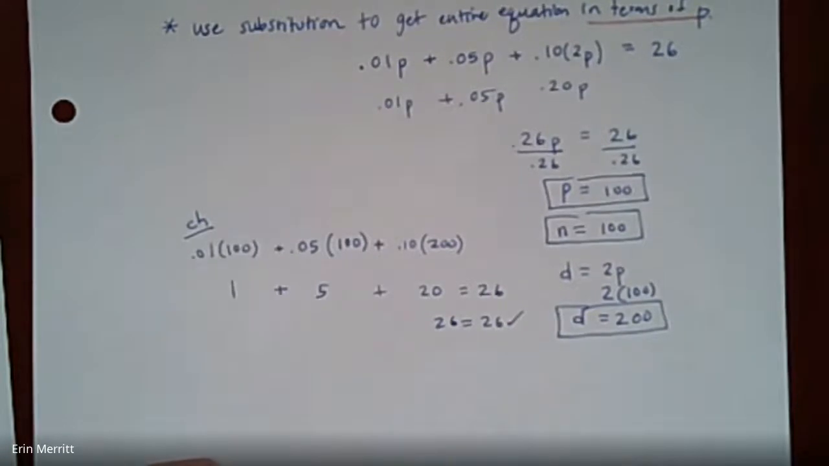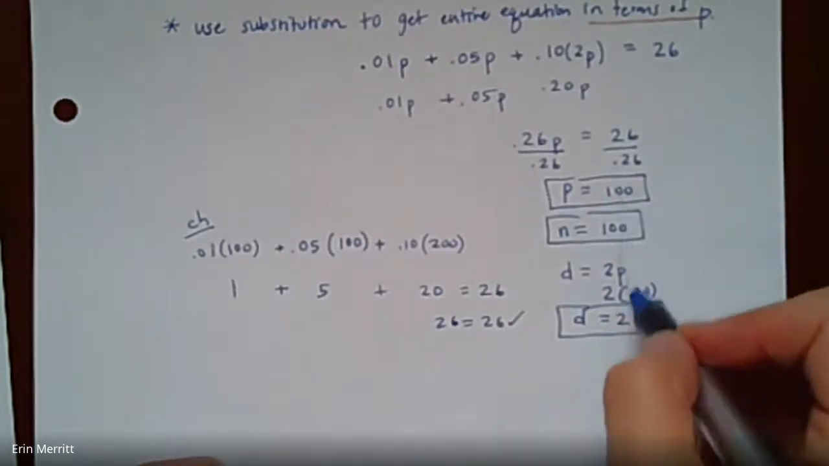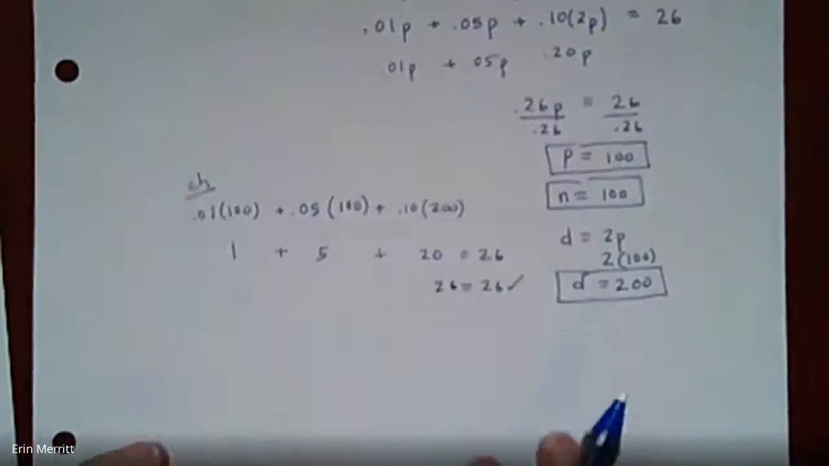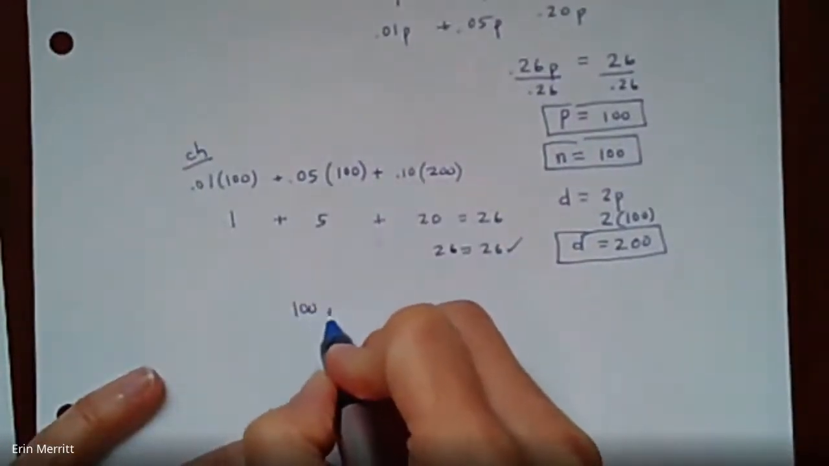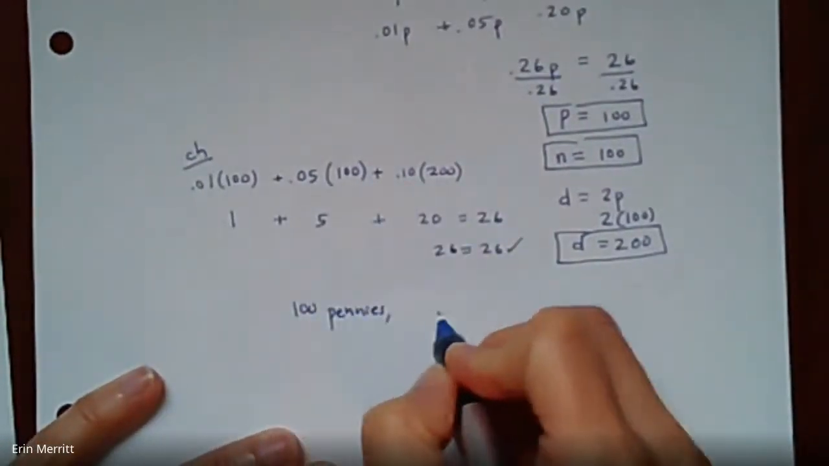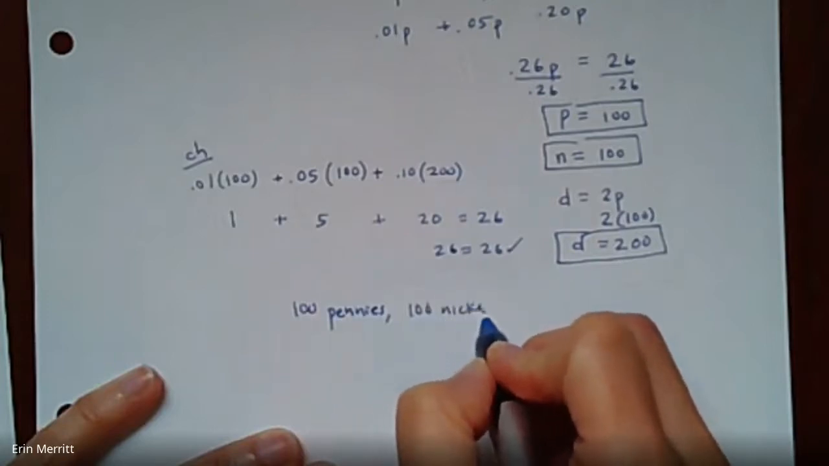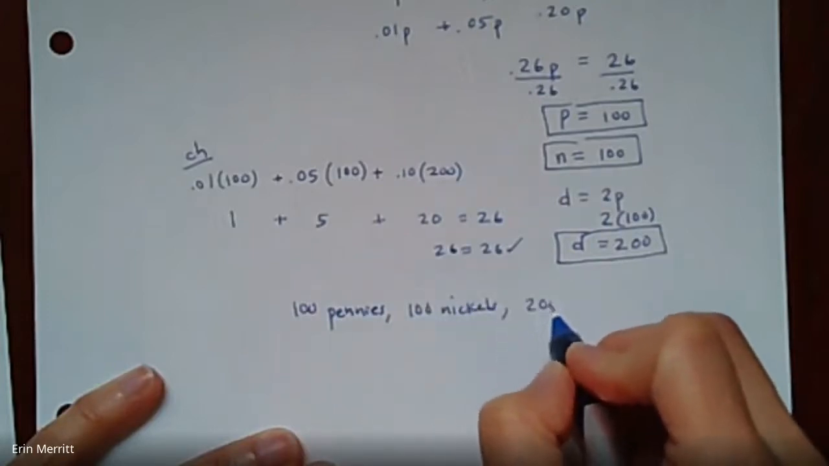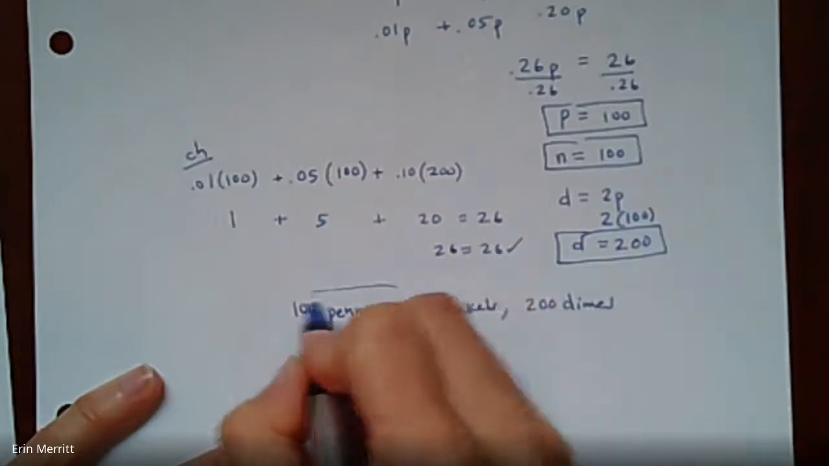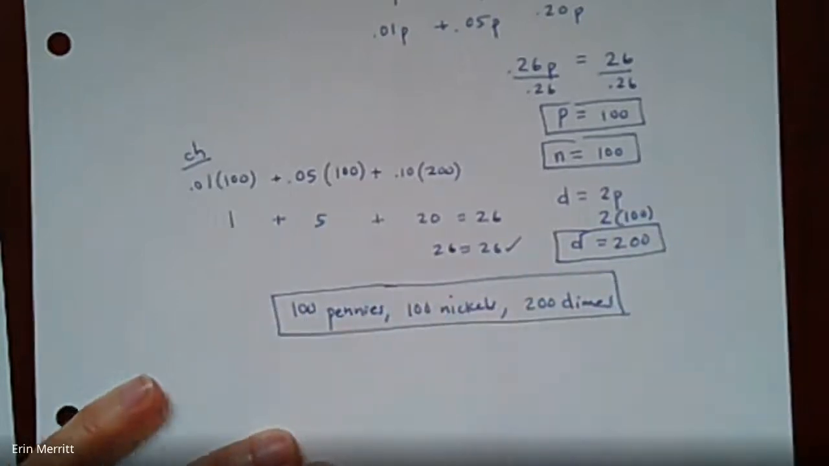So when it says how many of each coin does she have, you can leave it like this since we said the let statements up top, or you can write it out that you're going to have 100 pennies, 100 nickels, and 200 dimes. There we go. All right.